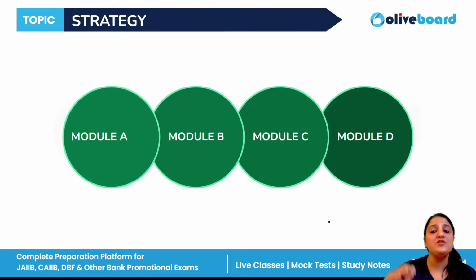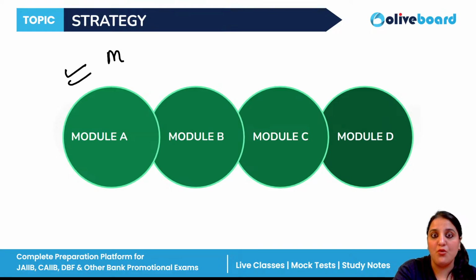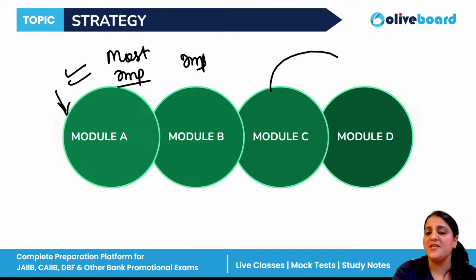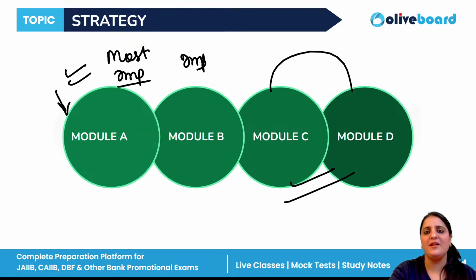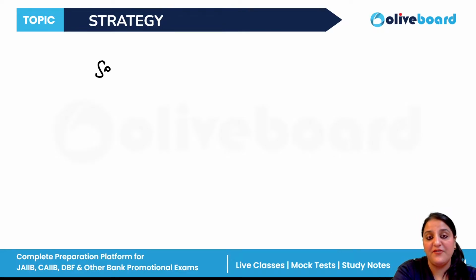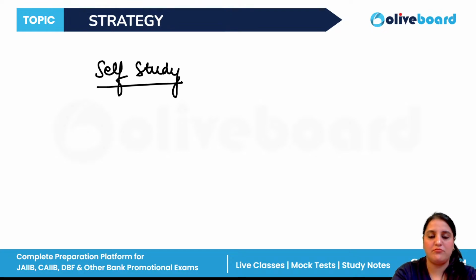Which module is important? Module A is the most important. Module B is important, but module A is still the most important. C and D are not that important, but we can't skip C and D. These are also important and easy ones. Give time to your self study, because self study makes a person better.